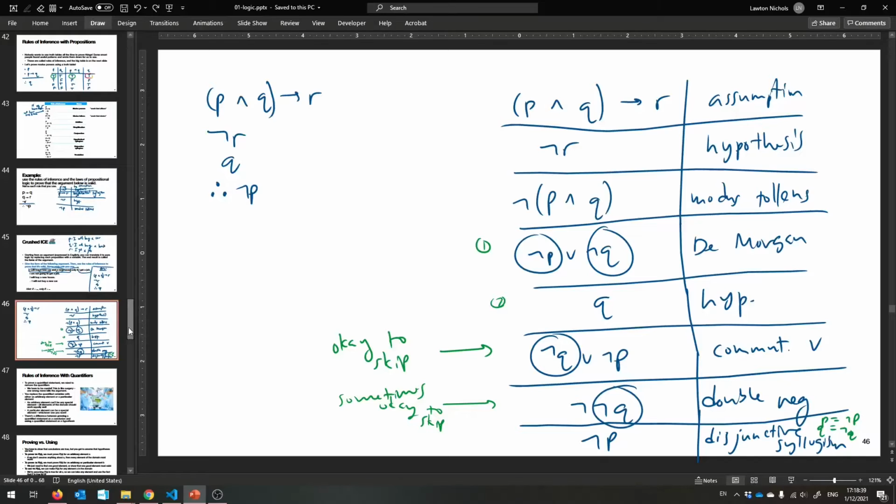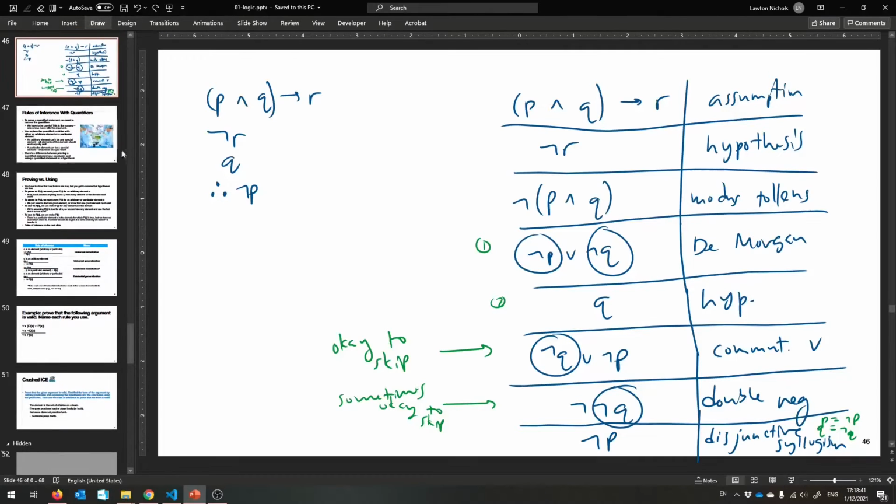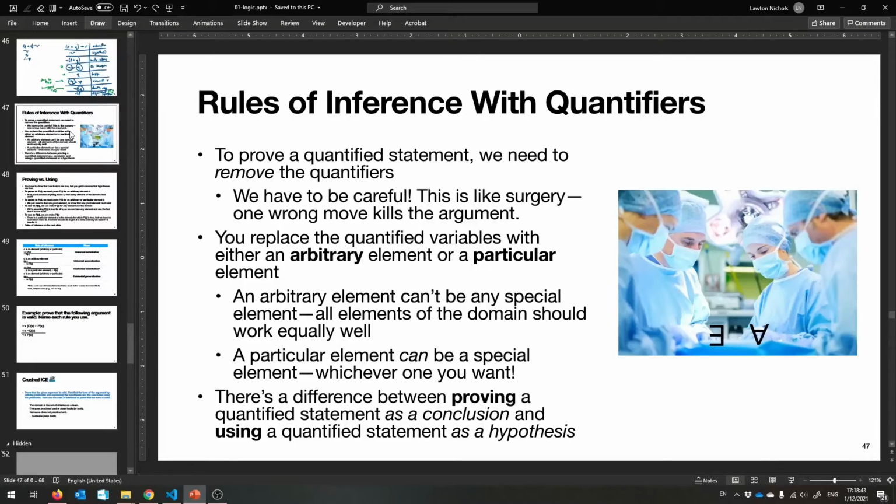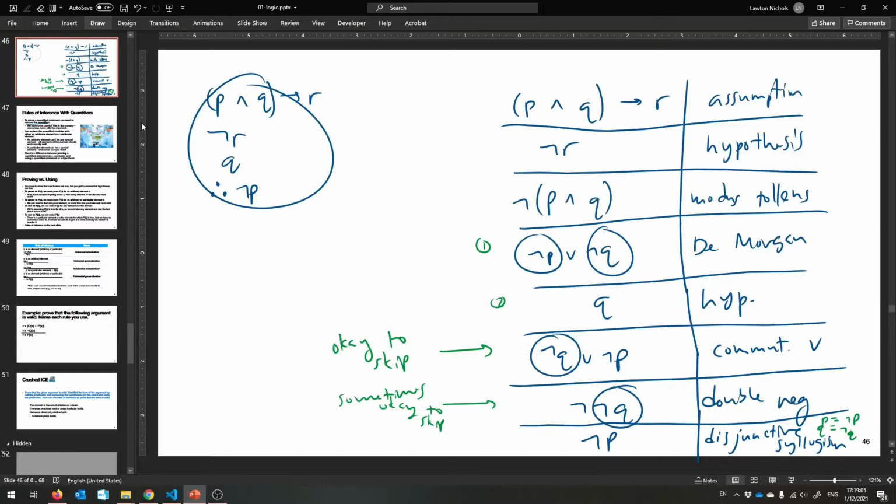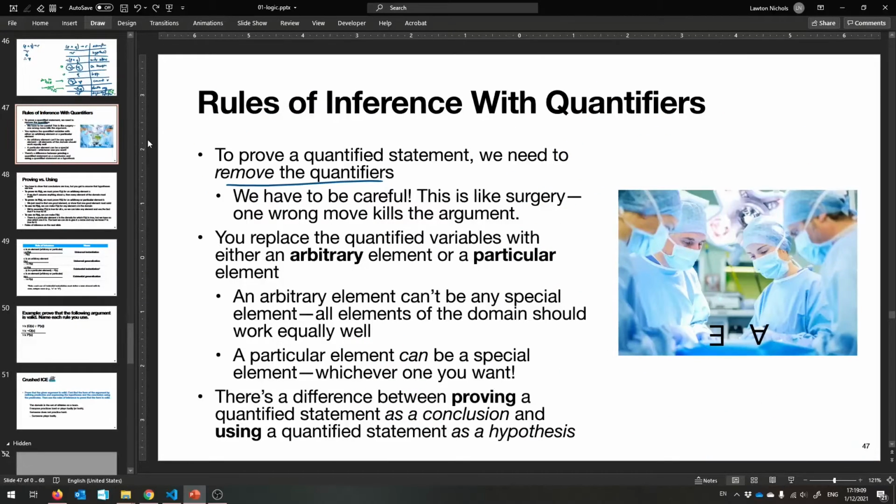Okay, so that is inference rules, proving things. The final piece of the puzzle really is how do we prove things when we have quantifiers in our statement? And that's not too bad. It actually involves some surgery, it seems. If you want to prove a quantified statement, oddly enough, you need to remove the quantifiers. You need to get rid of them somehow. Okay, so then you have the P's and Q's by themselves that you can then go and prove. It's weird to think about, but that's what it takes to prove a quantified statement.